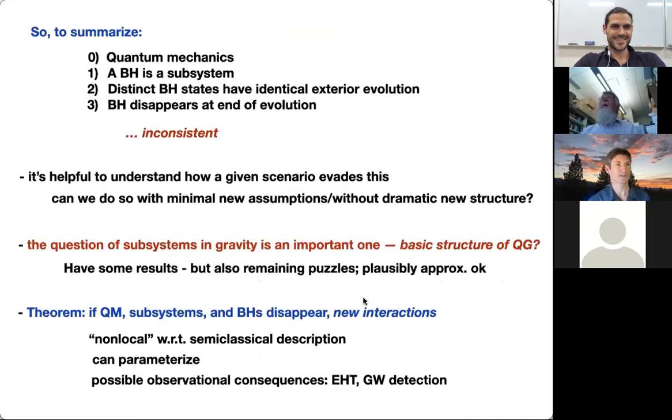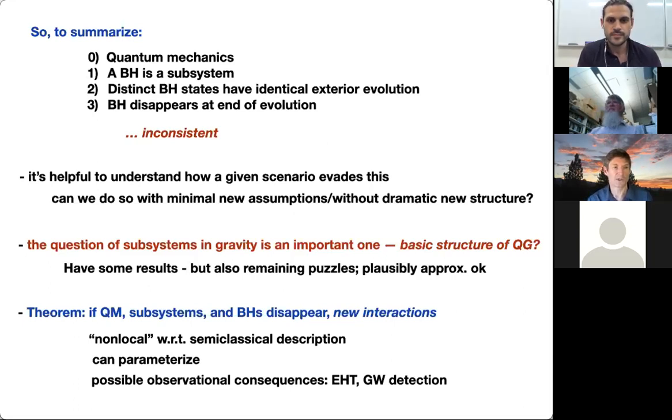Just to summarize, I've listed this set of assumptions that are in conflict. Quantum mechanics, the black hole is a subsystem, distinct black hole states have identical exterior evolution, and black holes disappear at the end of evolution. It's helpful to understand how a given scenario evades this. And the question is, can we do so with minimal new assumptions and without dramatic new structure?